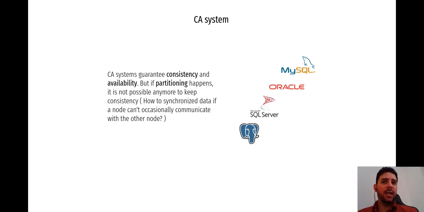But if partitioning happens, it's not possible anymore to keep consistent because how to synchronize data if a node can't communicate with the other node? So the P letter is not available here, only C and A. And we have examples here of almost all relational databases. They guarantee consistency, mainly, of course, the ACID properties of a relational database. They guarantee availability. The system is up and running, but partitioning is not guaranteed at the same time.